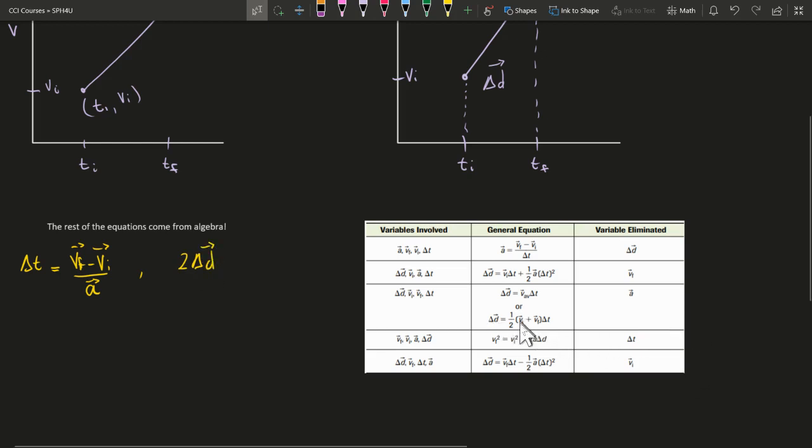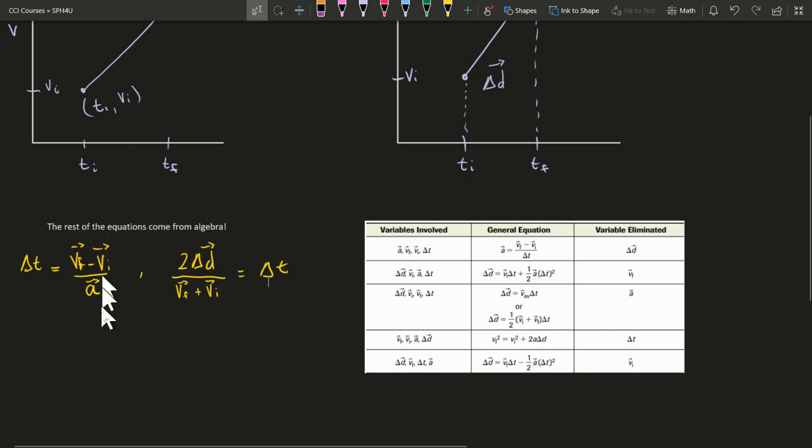And now I also have the sum of the two velocities here, and I'm going to divide that over. So that's the sum of initial velocity plus final velocity, and I'll set that equal to time as well.